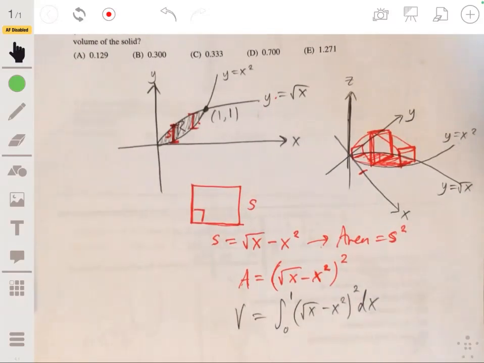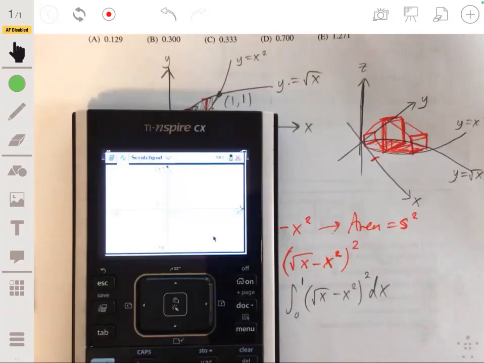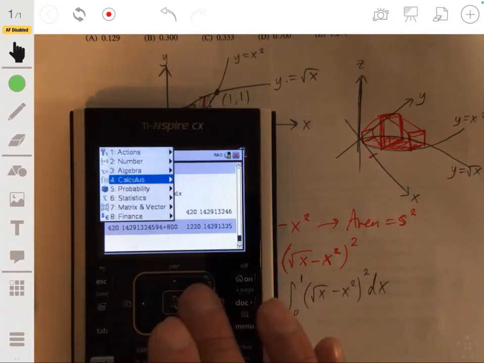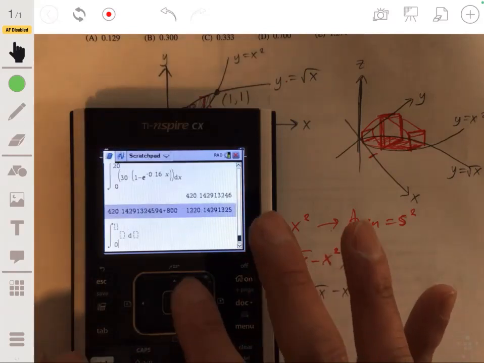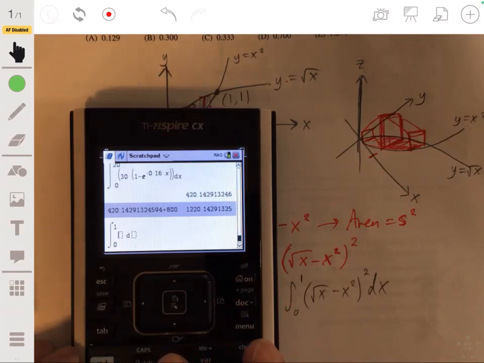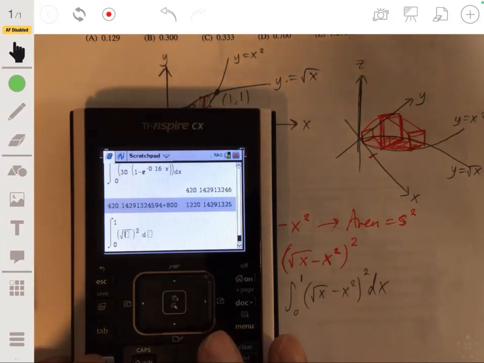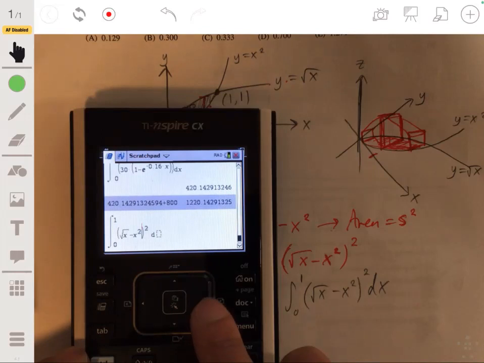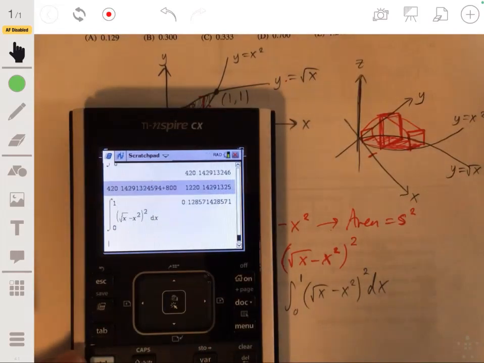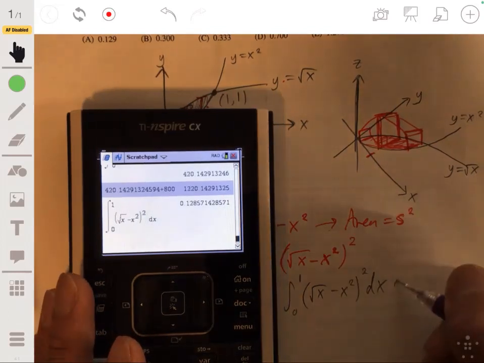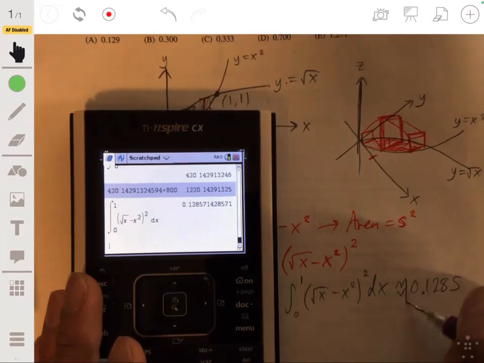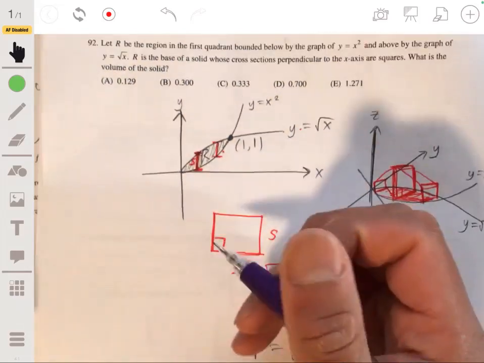So we want to integrate this, so let's start the calculator. Let's go to the calculation screen. Numerical integral from 0 to 1. We got the square root of x minus x squared. And as long as I enter this correctly, let's see that. I actually get about 0.1285. And yeah, our answer would be A.